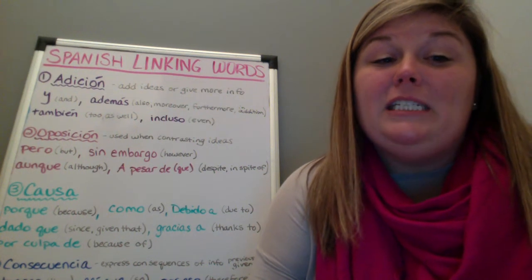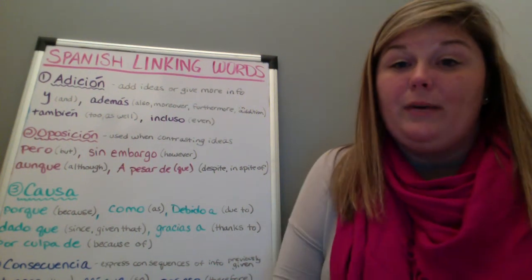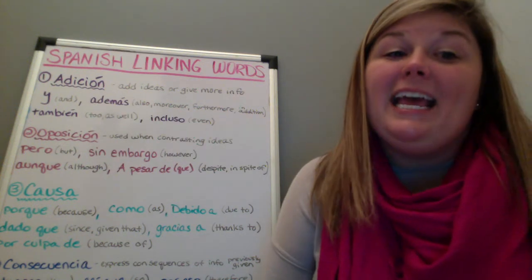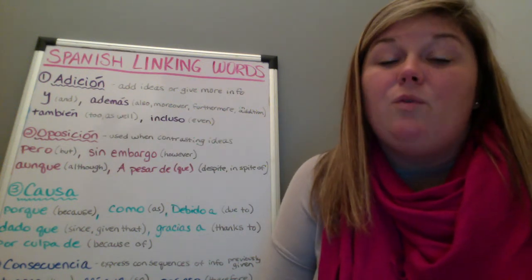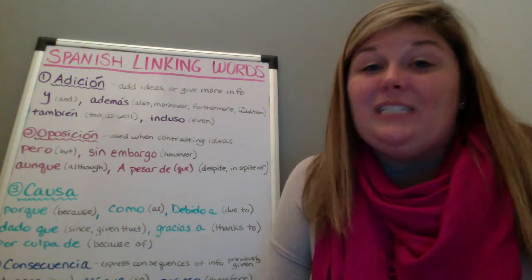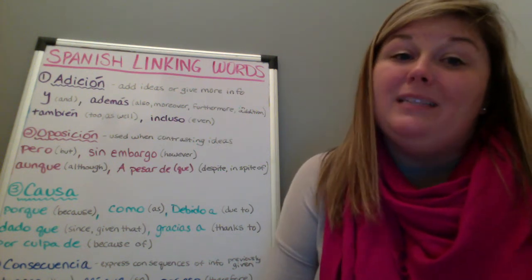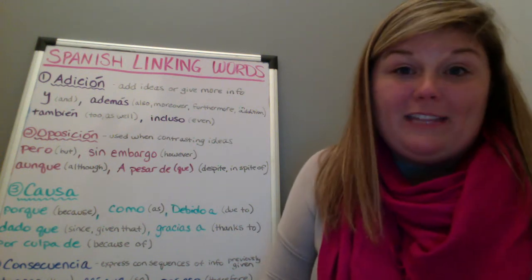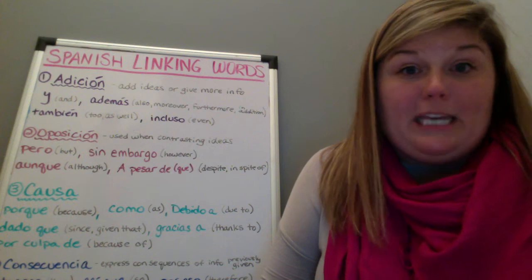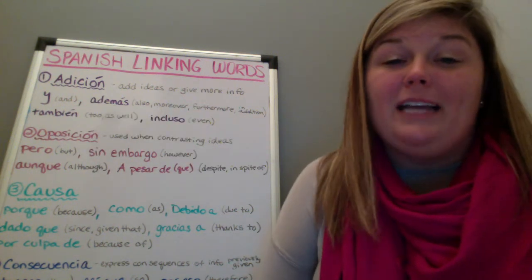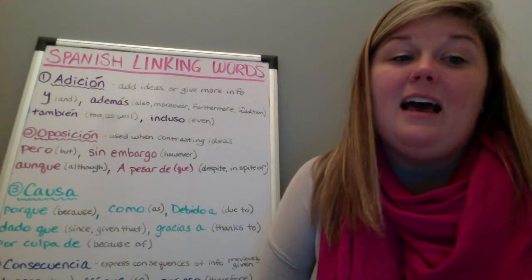The first type of linking word that we're going to talk about are linking words of adición, addition. We use words of addition when we want to add ideas or give more information about the same ideas. So here are a few of these types of linking words. The first one is y. Y, the letter Y in Spanish, means and.